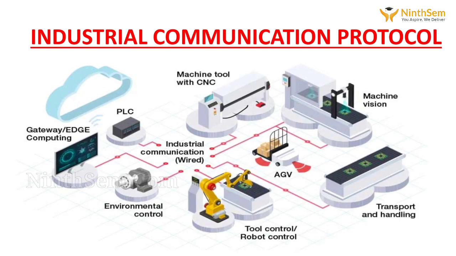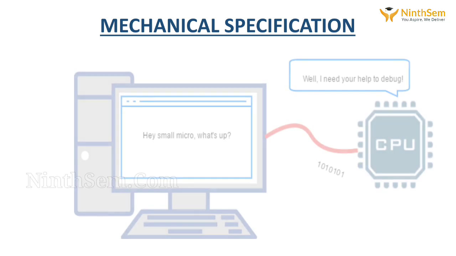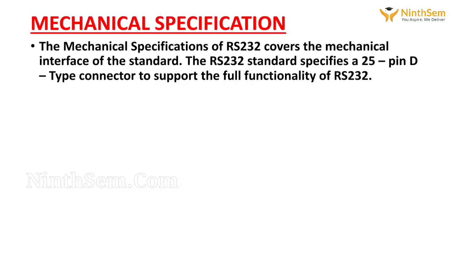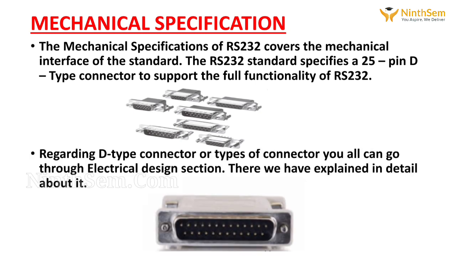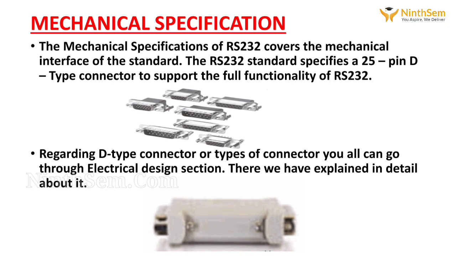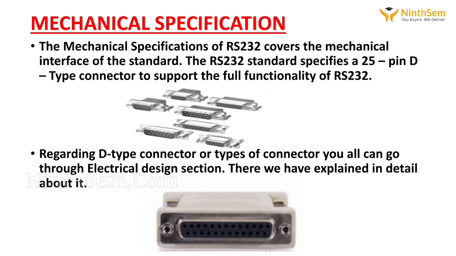As we are talking about the industrial communication protocol, in the last session we discussed the voltage specification. Now we will start discussing the mechanical specification. The mechanical specification of RS232 covers the mechanical interface of the standard, that is, the 25-pin D-type connector to support the full functionality of RS232. Regarding D-type connectors, you can go through the electrical design section.